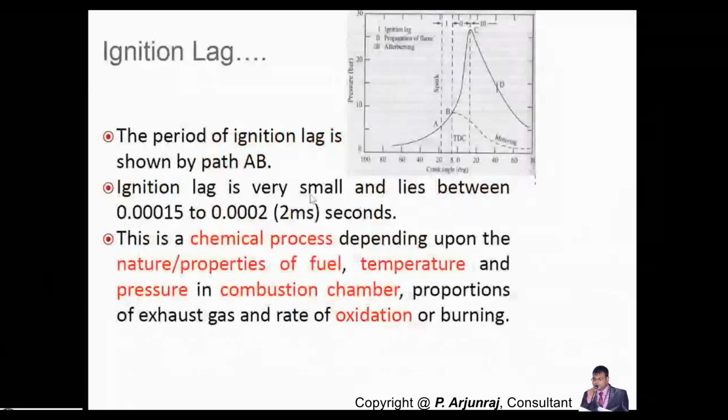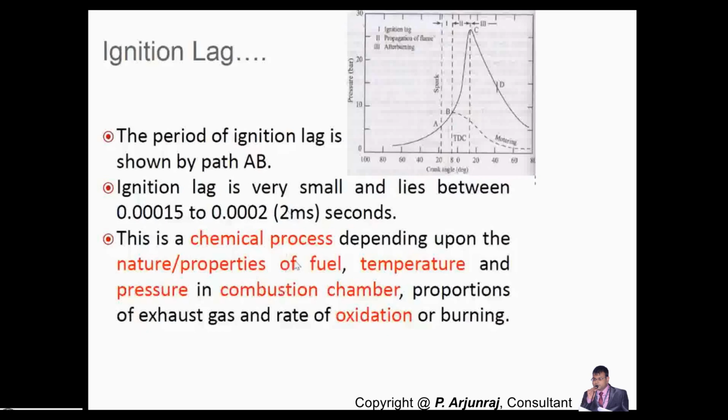So this ignition lag is going to be very small. The time is going to be very less, the range shown here being a very small decimal, approximately 2 milliseconds. It's very less. A millisecond is not even a second.